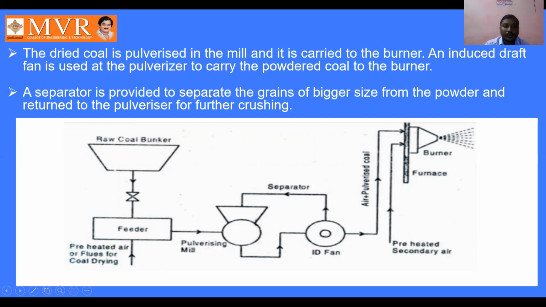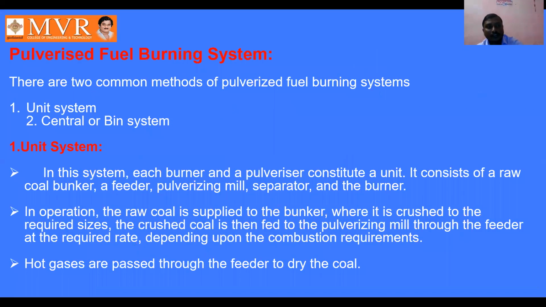A separator is provided to separate the grains of bigger size. See here, a separator we are using here to separate grains of bigger size, meaning large pieces of coal, from the powder, and return them to the pulverizer for further crushing. Means it is again sent into the pulverizing mill through the separator. This is about the pulverized fuel burning system, the first one, the unit system.